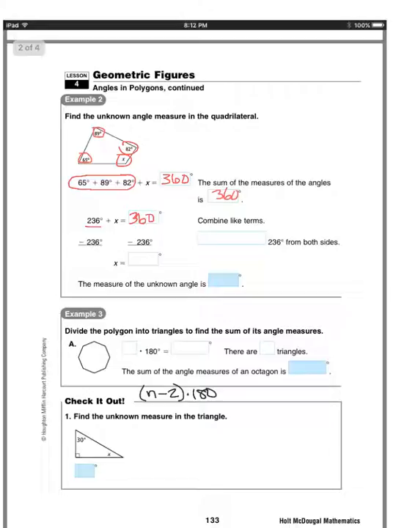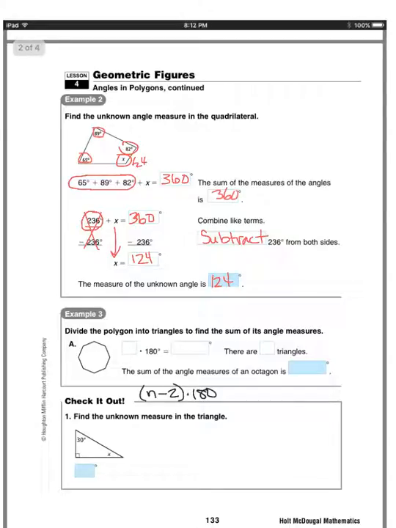Okay, now we have a one-step equation. Our 236 is the constant on the side with the variable, and because there's no sign in front of it, it's being added. So we need to do the opposite and subtract 236 from both sides. That cancels these. Opposites equal 0. We bring our x down, and when we do 360 minus 236, we get 124 degrees. So the measure of the unknown angle is 124.